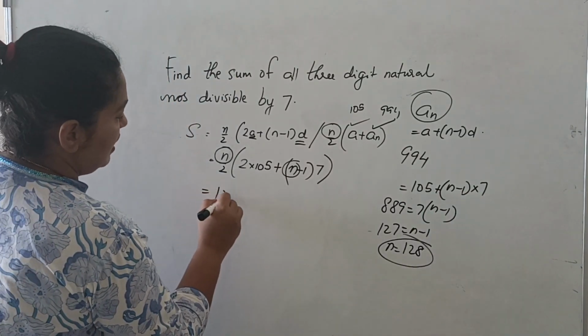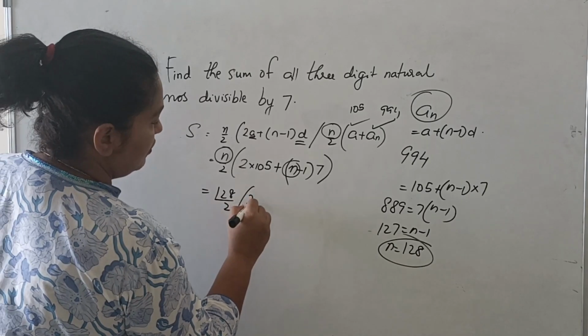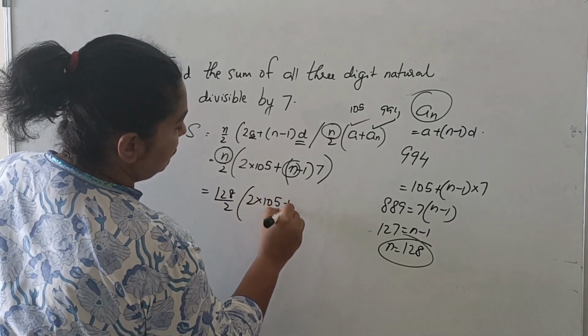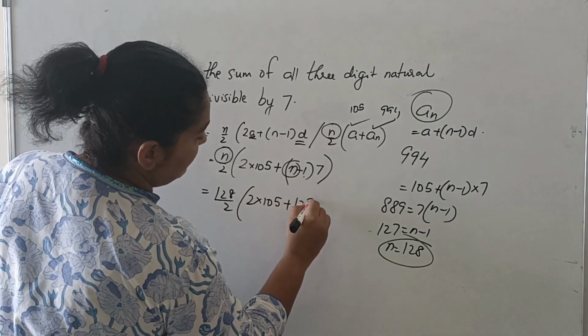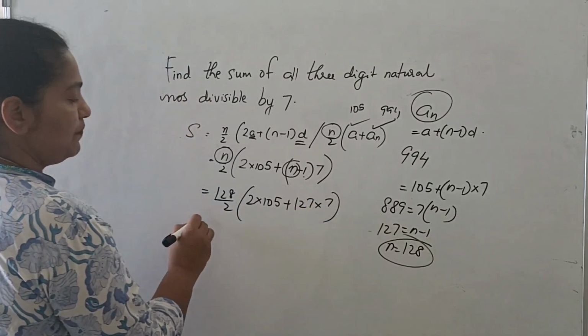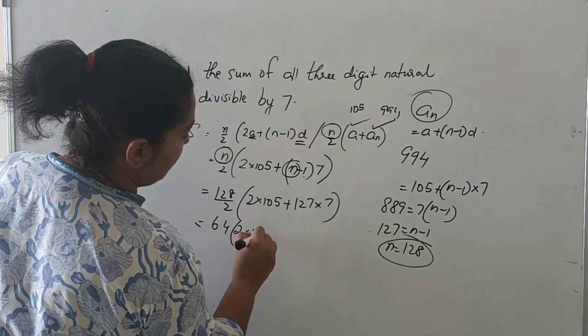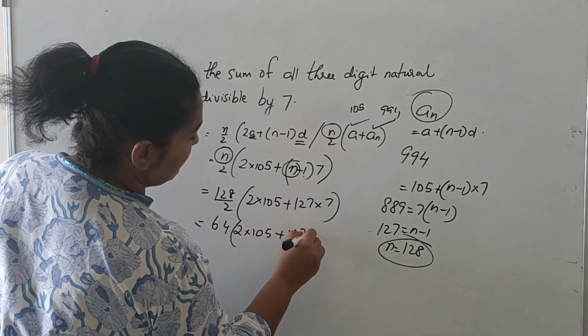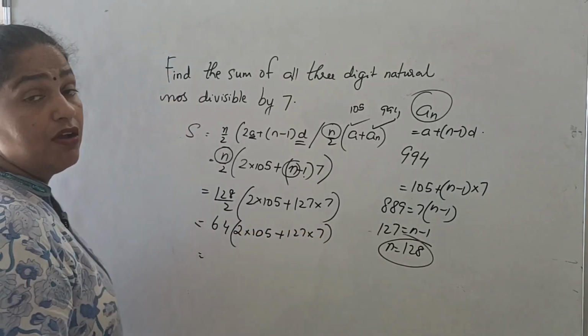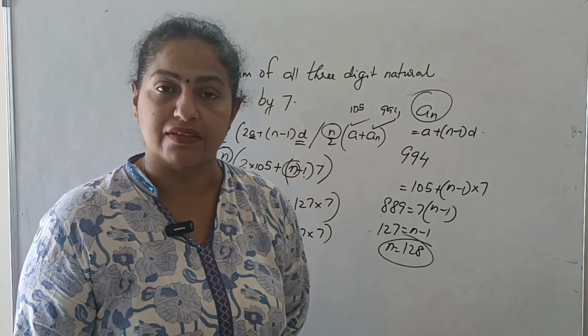Apply it over here: 128 by 2 into 2 into 105 plus 128 minus 1, which is 127, into 7. Here you have a 64. Here 2 into 105 plus 127 into 7. Let us see what we are getting as a final answer.